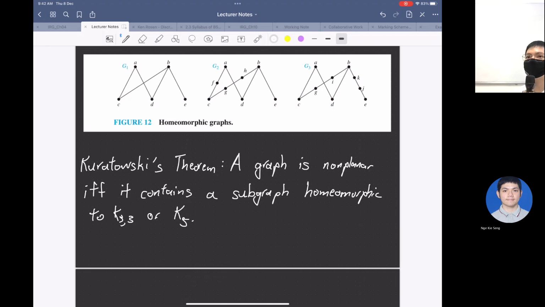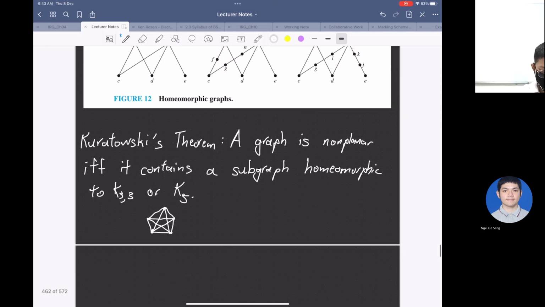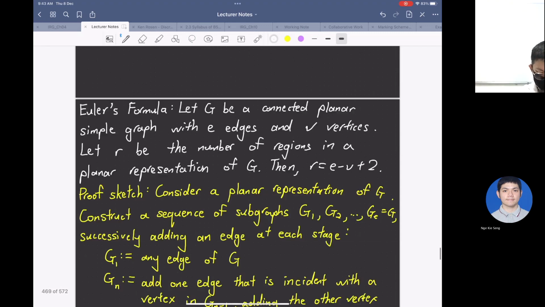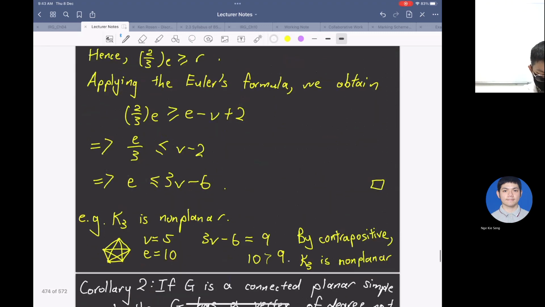Do you still remember the picture in your mind? K33 is the complete bipartite graph between three vertices and three vertices, and K5 is the complete graph with 5 vertices. You should keep these two in your mind. If not, maybe we go down and see one example and then recall the picture again.